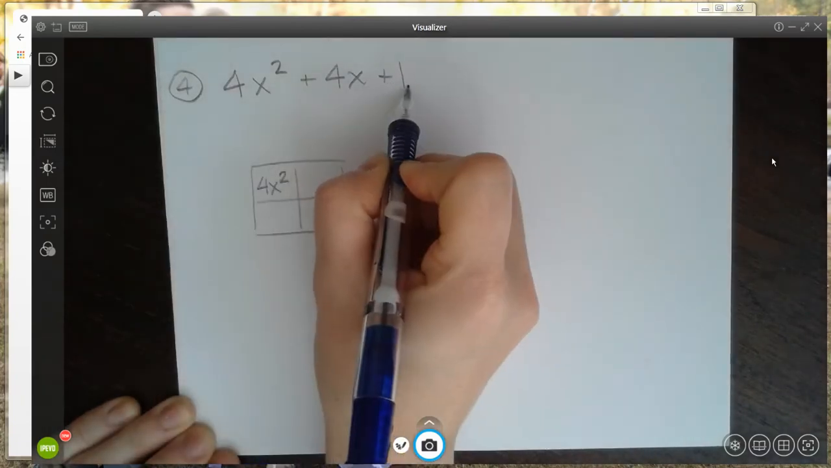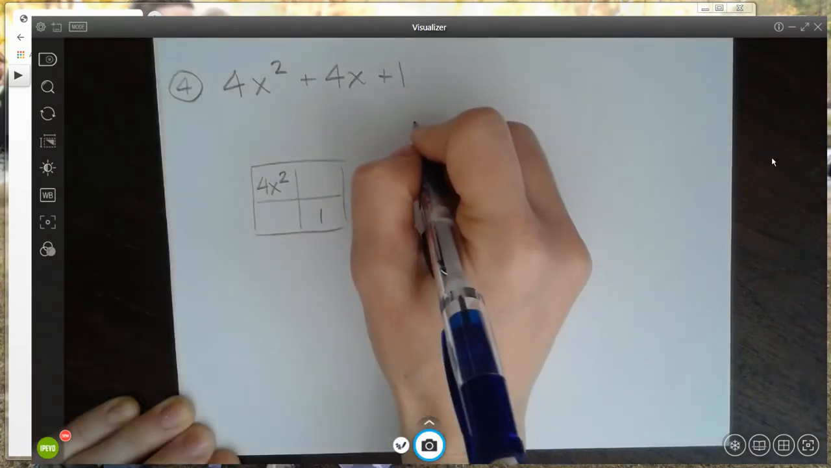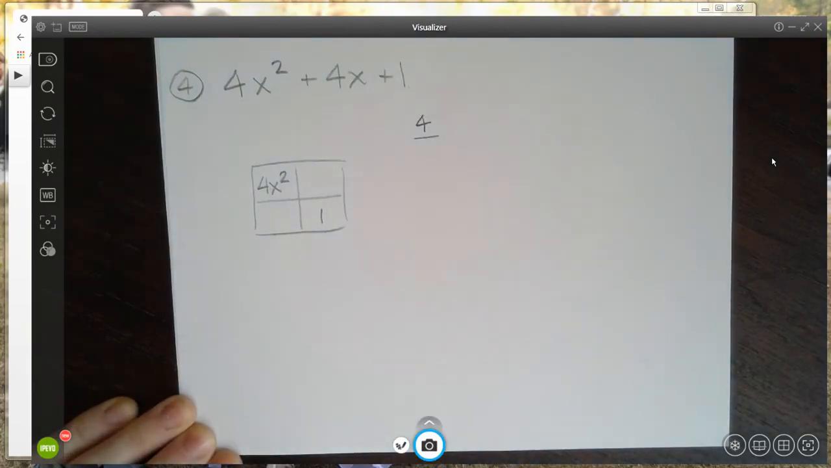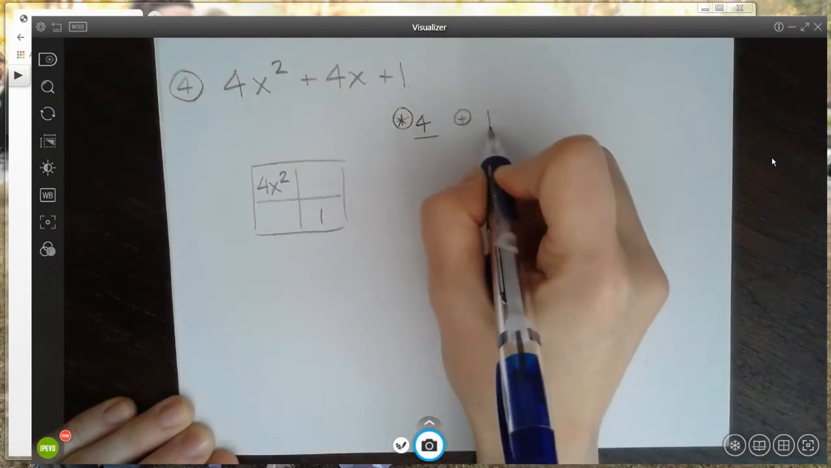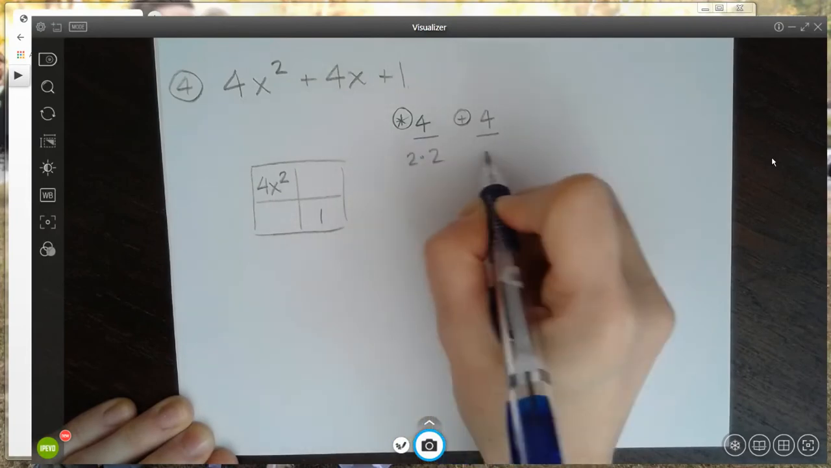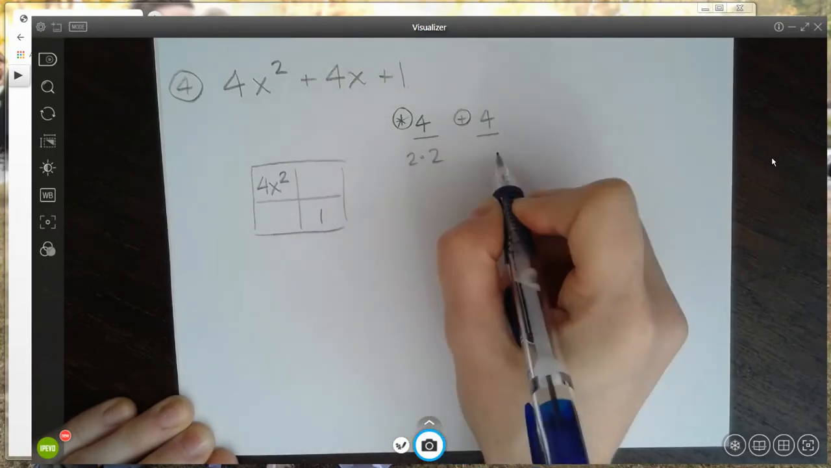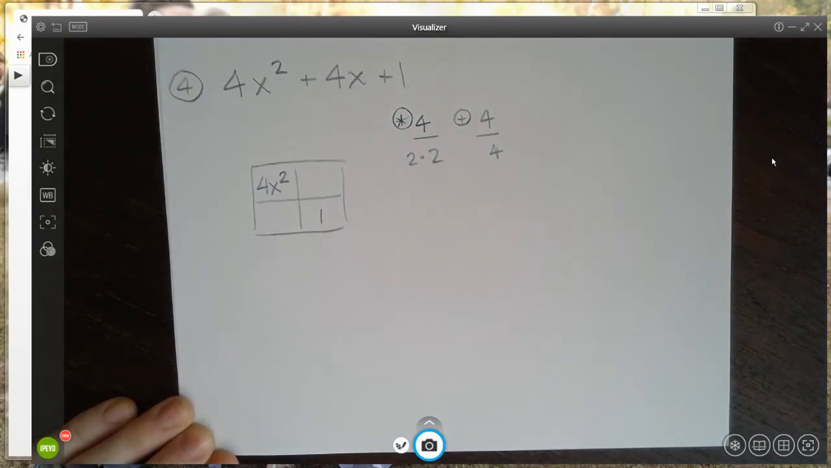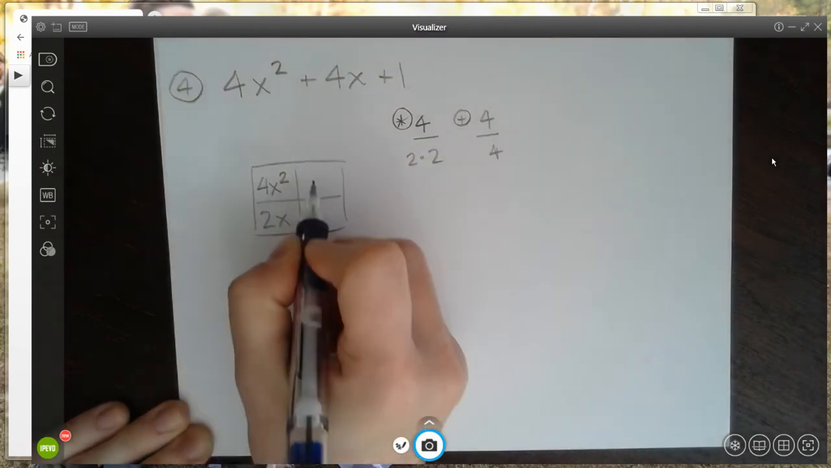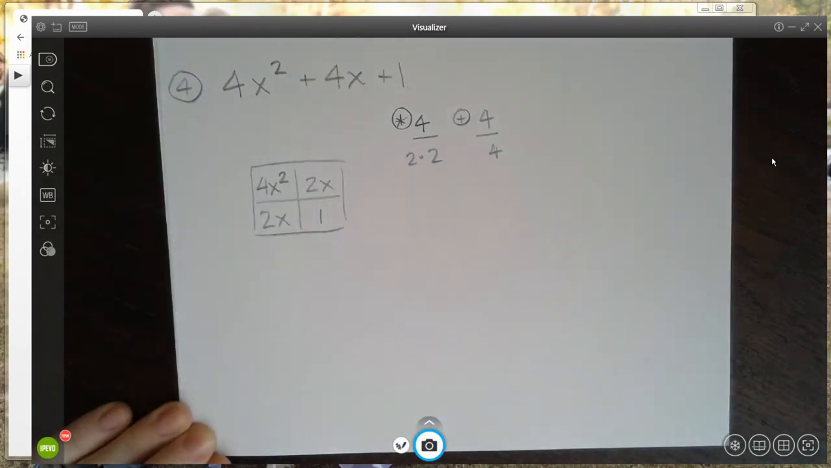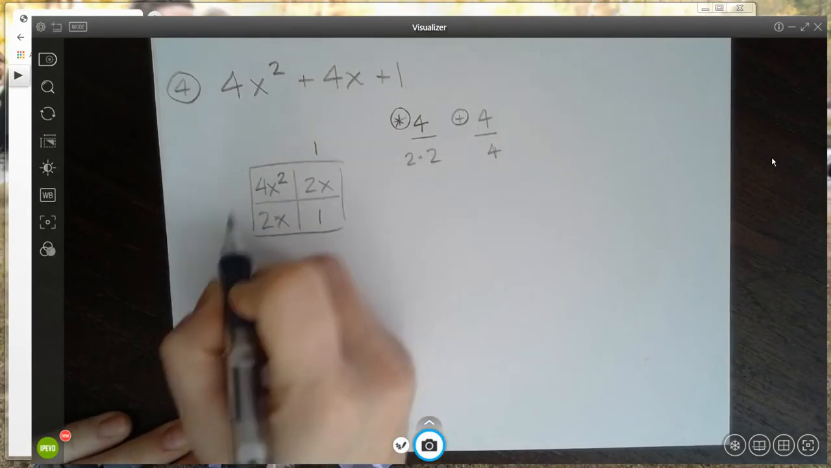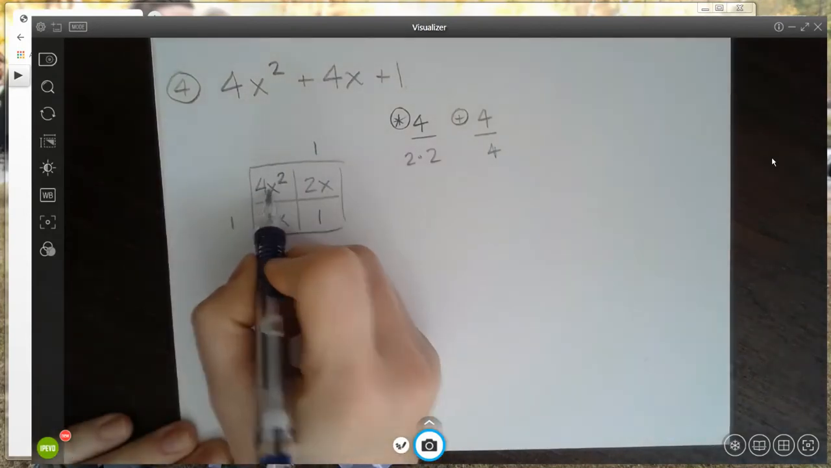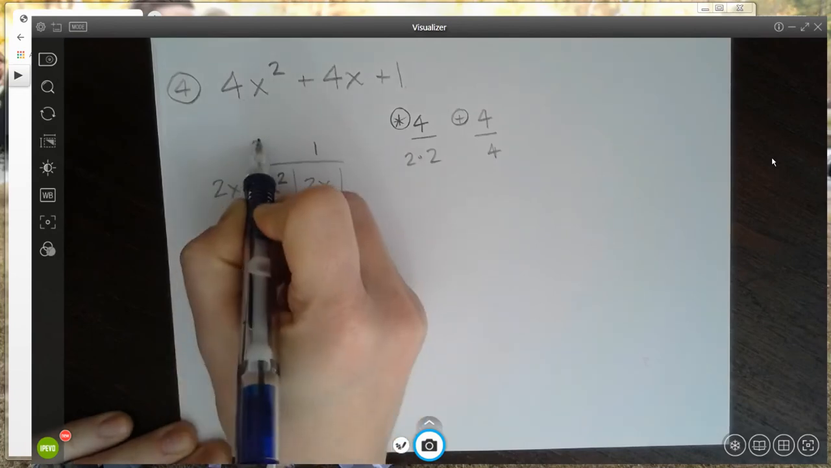So a times c, 4 times 1, gives me 4. So I have to break down multiplying to get 4, but then I also have to add to get 4. Well, there's only one way that works, and that's 2 times 2, which gives me 4 when I multiply and 4 when I add. So this is going to be 2x, and this is going to be 2x. Well, 1 has nothing in common with either one of these 2x's, so those are both going to be a 1. 4x squared and 2x both have 2x in common.